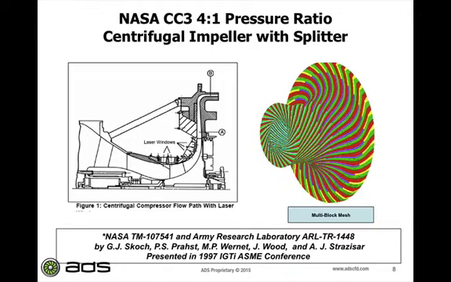The cross section and the impeller are shown on top of the figure, with the experimental setup on your left-hand side. On the right-hand side is the mesh associated with the impeller with the splitter. These CC3 results have been published in many reports and technical presentations. I highlight here one NASA technical report, 107541, and also the presentation at the ASME conference in 1997.